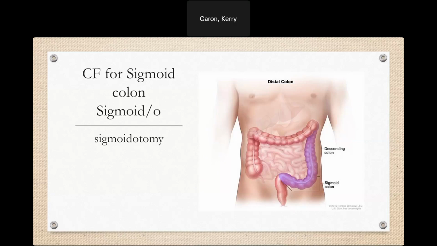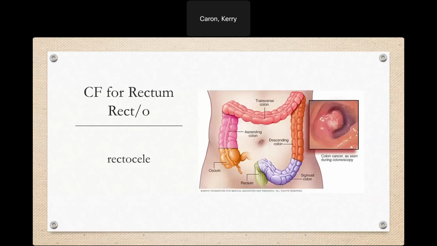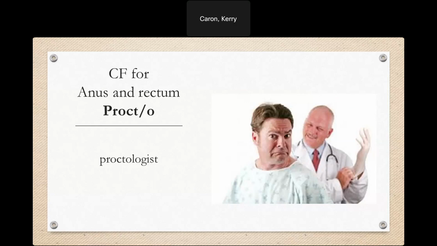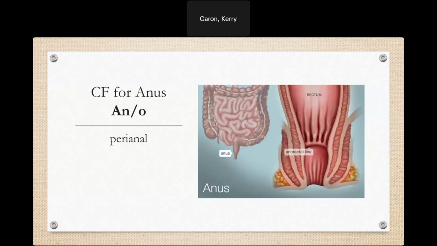Sigmoido is referring to this S-shaped sigmoid colon. Recto is referring to the rectum. Procto is referring to the anus and rectum. So a proctologist is a specialist in the study of the anus and rectum. Here's ano. So that's referring to just the anus, just the opening. So perianal is referring to around the anus.